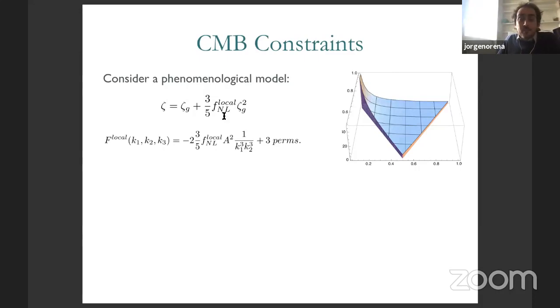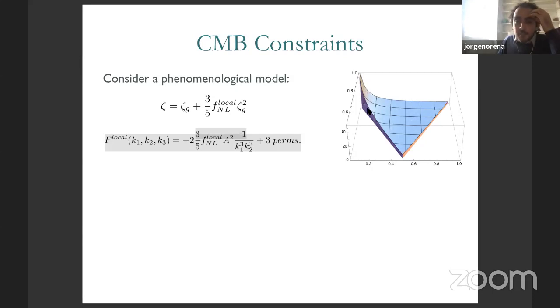First, let's consider a phenomenological model as an illustration. Imagine that I give you a field, a metric fluctuation theta, which is some Gaussian metric fluctuation, meaning that it has 0 3-point functions, and I add a quadratic term. If I do this, I generate a 3-point function, sorry, this should be B, that looks like this. Here I plot it in this triangle that I was showing you a while ago.